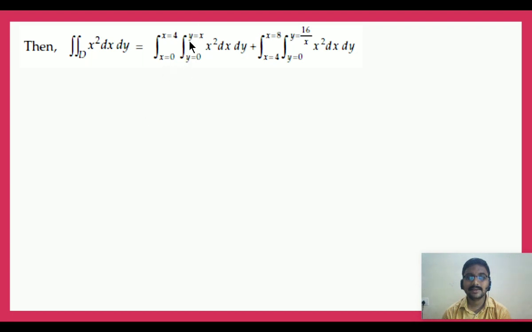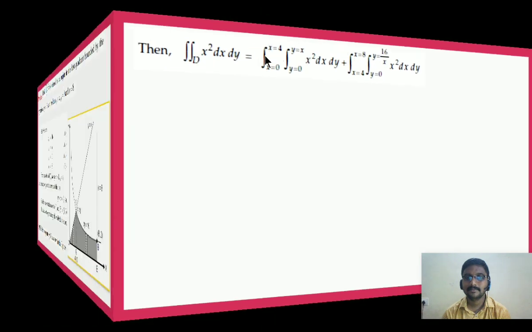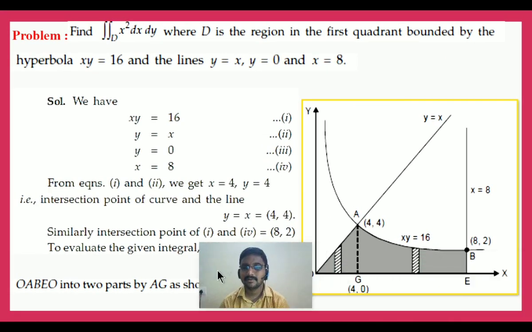y varies as 0 to x, and x varies as 0 to 4. And for the second double integral, y varies as follows: the lower part of the strip touches the x-axis, so y equal to 0, and the upper part of the strip touches the curve y equal to 16 by x. Thus y limits are 0 to 16 by x.